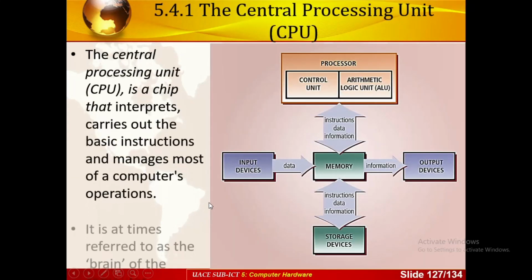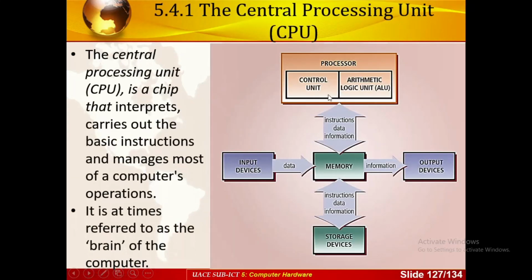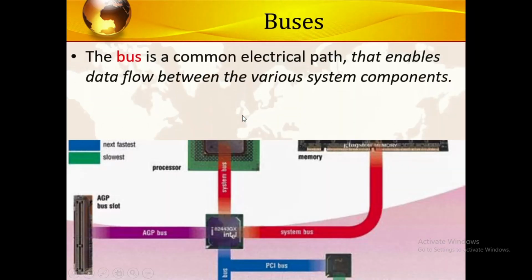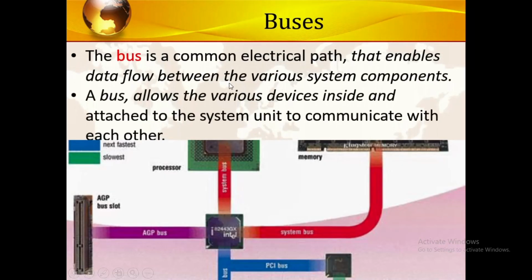So this is how a processing unit works, what we call a processor. It has a control unit, it has an arithmetic unit, which is used to maintain or store data. The buses, these are the data buses, the common path that carries data to the various system components. It allows the system components to communicate with each other. This is the bus system on the motherboard, most especially.